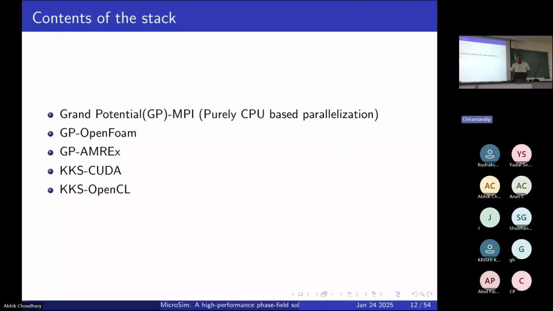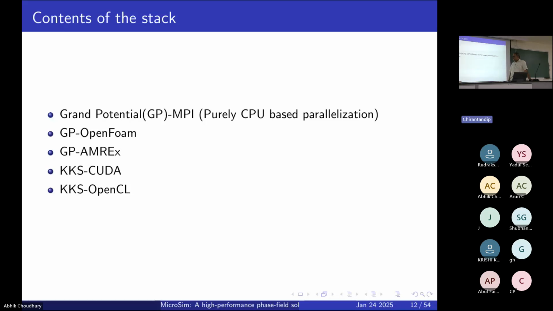So the MicroSim suite of tools now contains a GP solver that is MPI based, a GP solver that is OpenFOAM based, and a GP solver that is AMReX based. So you have an FD code that is handwritten with MPI calls, or written in a shorter form using the OpenFOAM library calls, and written in AMReX to exploit the domain decomposition across the CPUs. So you can see the GPU model has been transferred.